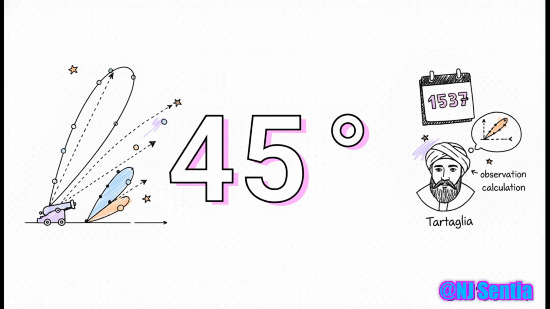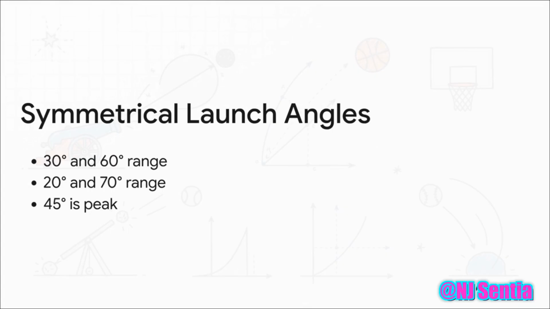That turning point in 1537 with Tartaglia was absolutely massive. Through incredibly careful observation and calculation, he made a foundational discovery that is still incredibly useful today. He figured out that if you want to achieve the maximum horizontal range on perfectly level ground, you must launch your projectile at exactly 45 degrees above the horizontal. And what's really fascinating here is the beautiful mathematical symmetry hiding within this idealized rule. Because of the way the trigonometry works out in the range formula, launching at 30 degrees gives you the exact same distance as launching at 60 degrees. 20 degrees pairs perfectly with 70 degrees, 10 pairs with 80, they all mirror each other perfectly, but 45 degrees stands completely alone at the absolute peak.